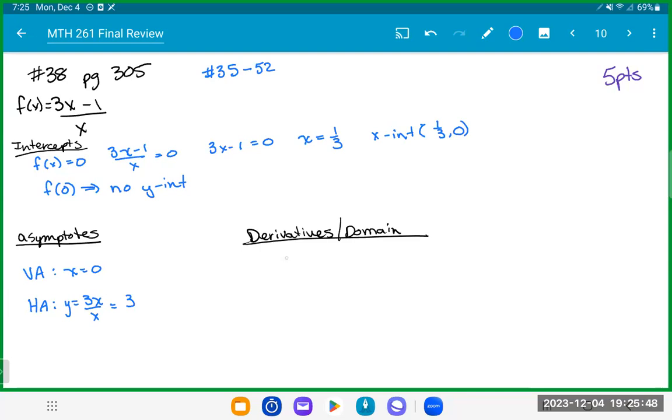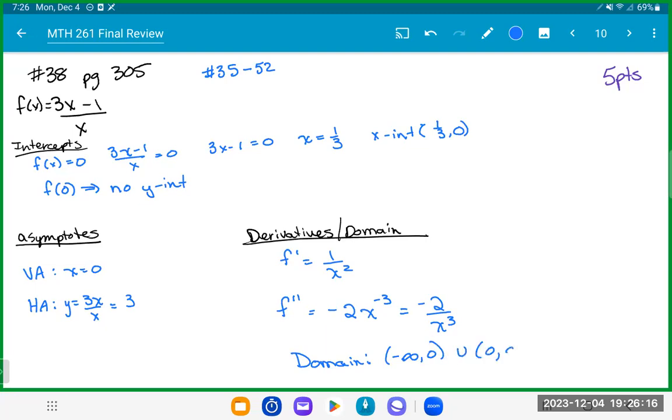When we look at derivatives and domains, my first derivative is going to be 1 over x squared. If I look at the derivative of that, that's my second derivative. So it's -2 times x to the -3, which is the same as -2 over x cubed. And then my domain of this function is going to be -infinity to 0, and then 0 to +infinity. So x can be all values except 0.